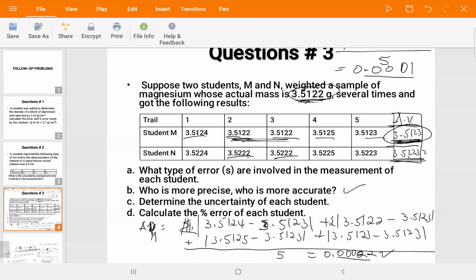So remember, a value with low standard deviation or relative average deviation is more precise. Therefore student M has a precise measurement as well as an accurate one. A measurement can be accurate as well as precise, but an accurate measurement is not necessarily precise, or vice versa.